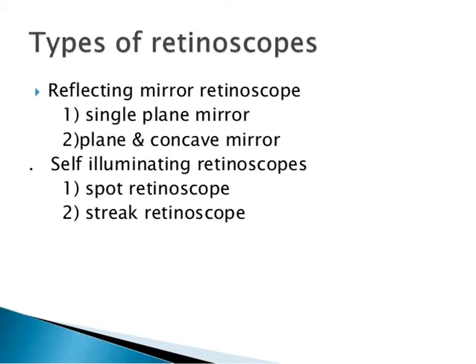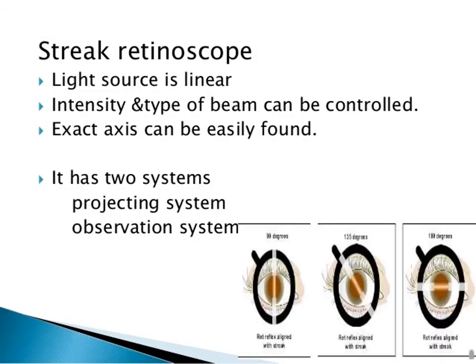Other types of retinoscopes are: first is the reflecting mirror retinoscope, which can be a single plane mirror or plane concave mirror. The second is self illuminating retinoscopes. It can be spot retinoscope or streak retinoscope. The reflecting mirror retinoscopes are outdated nowadays. Nowadays we use self illuminating retinoscope, and most of them are streak retinoscopes.